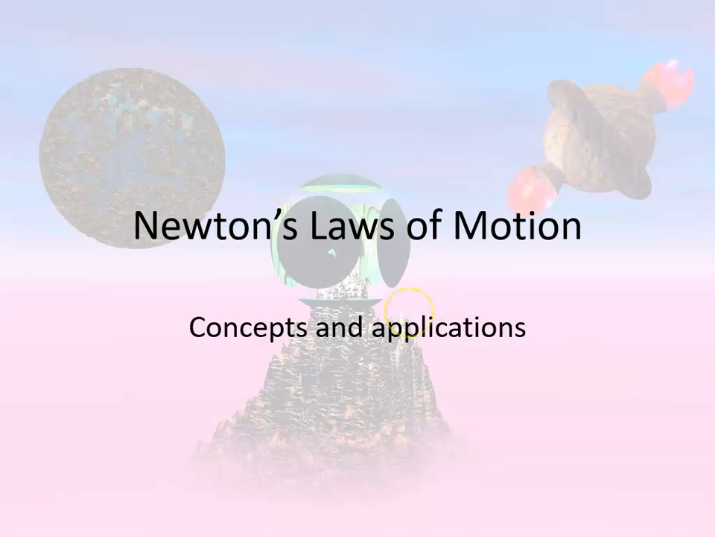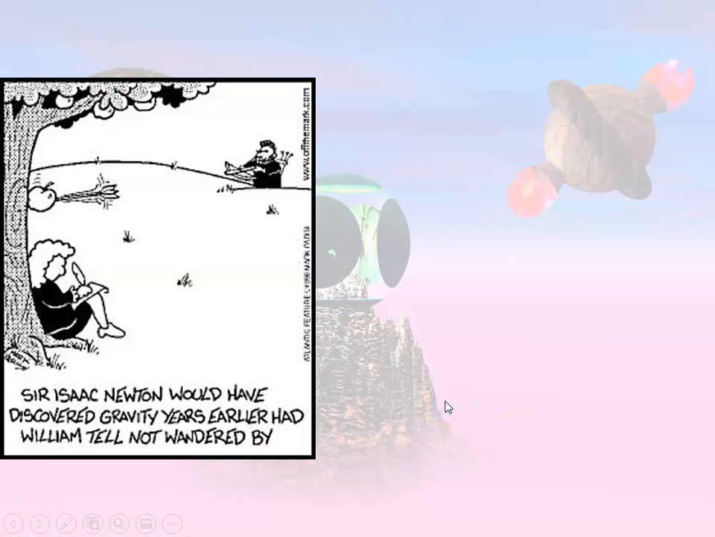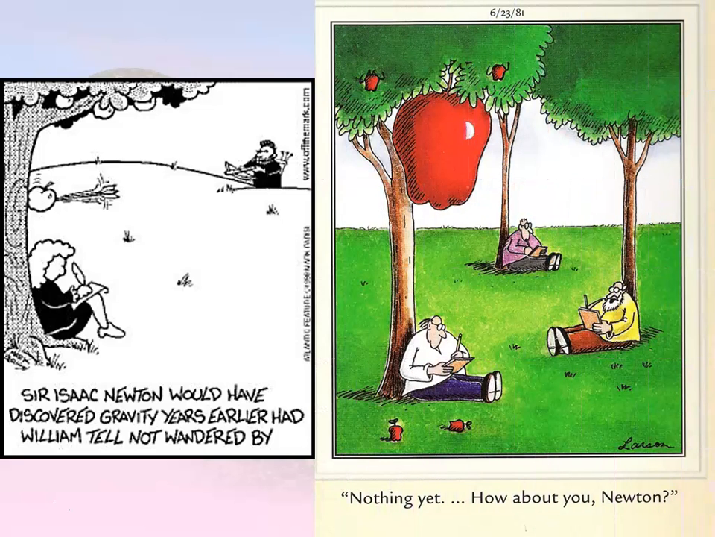If this was an AP class, I would put the laws in order because the third law actually follows from the second law. So, first off, a couple of little cartoons about maybe Isaac Newton would have discovered gravity years earlier if William Tell had not wandered by to snag the apple as it was falling. And then a nice Far Side cartoon with a giant apple sitting over Isaac Newton's head.